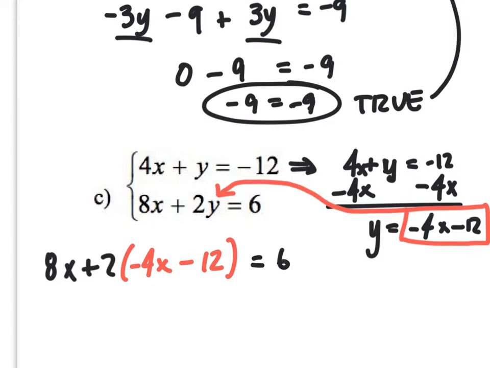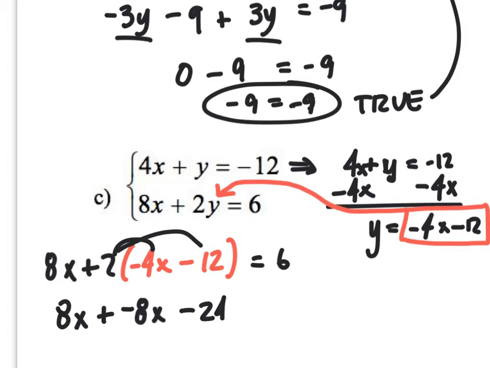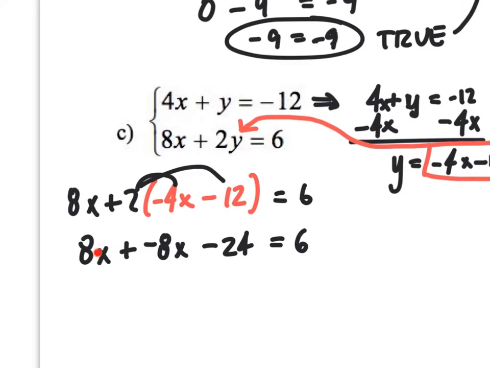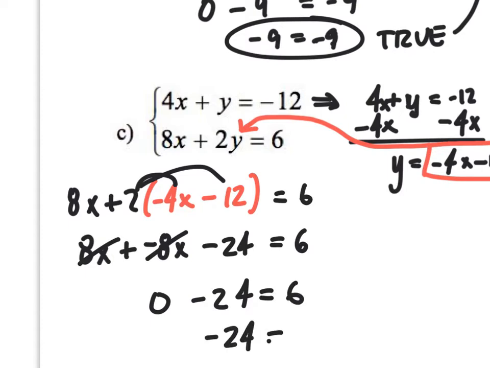So let's go ahead and distribute my 2 here and solve this equation for x. And so on the left side, I get 8x plus 2 times negative 4, which is going to give me negative 8. So I get negative 8x. 2 times negative 12 is going to give me negative 24. And that's going to be equal to 6. Now, here's the unique thing. I get 8x plus negative 8x. Those are going to cancel out and give me 0. So I have 0 minus 24 is equal to 6. 0 minus 24 is just negative 24, and that's equal to 6.